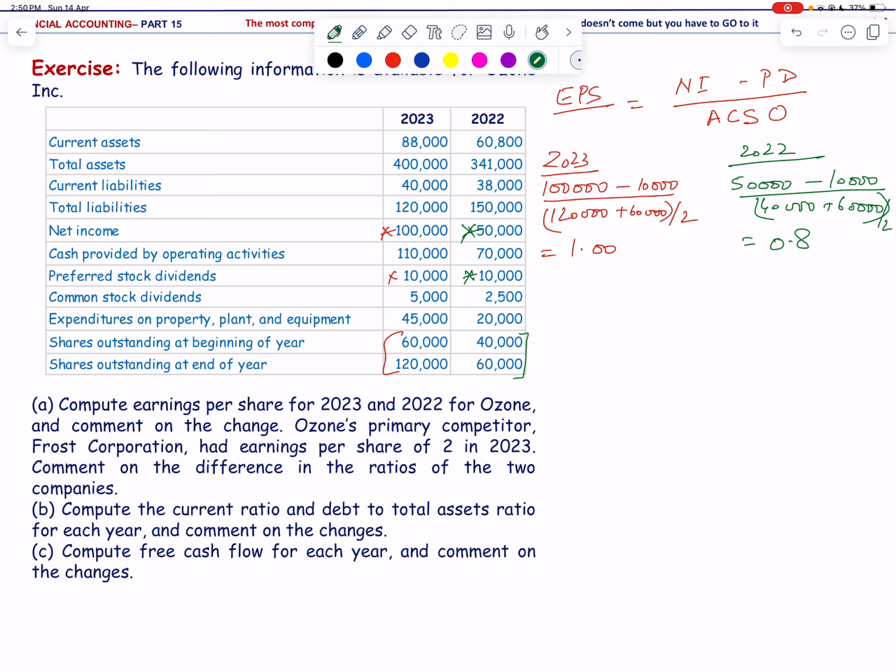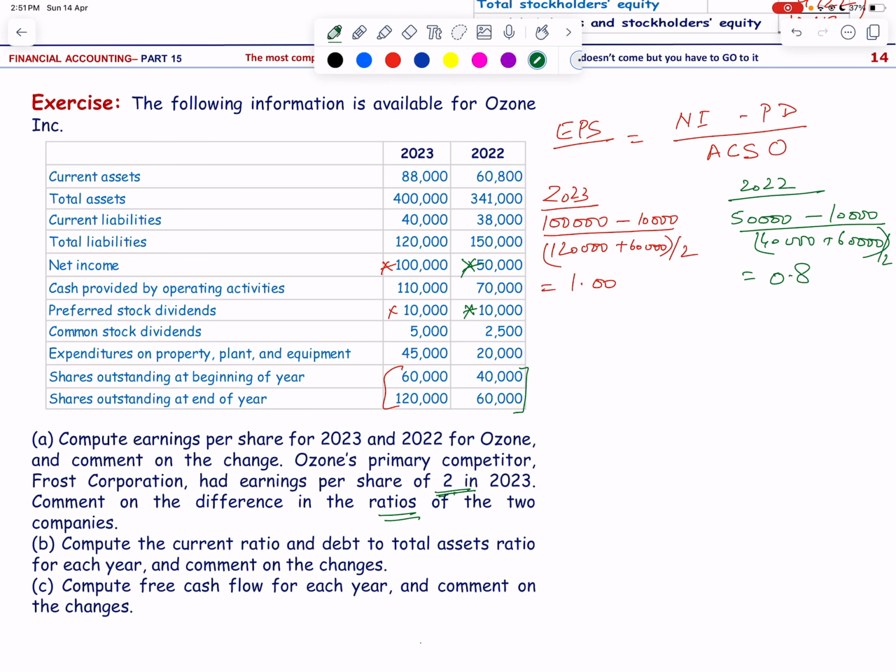Ozone's primary competitor has earnings per share of 2 in 2023. Comment on the difference in the ratios of the two companies. So we can see that Ozone's profitability, as measured by the amount of income available to each share of common stock, has increased from 0.8 to 1. Also, if we calculate the change, it will be 1 minus 0.8 divided by 0.8 again, and that is equal to 25%. So it has increased by 25% during 2023.